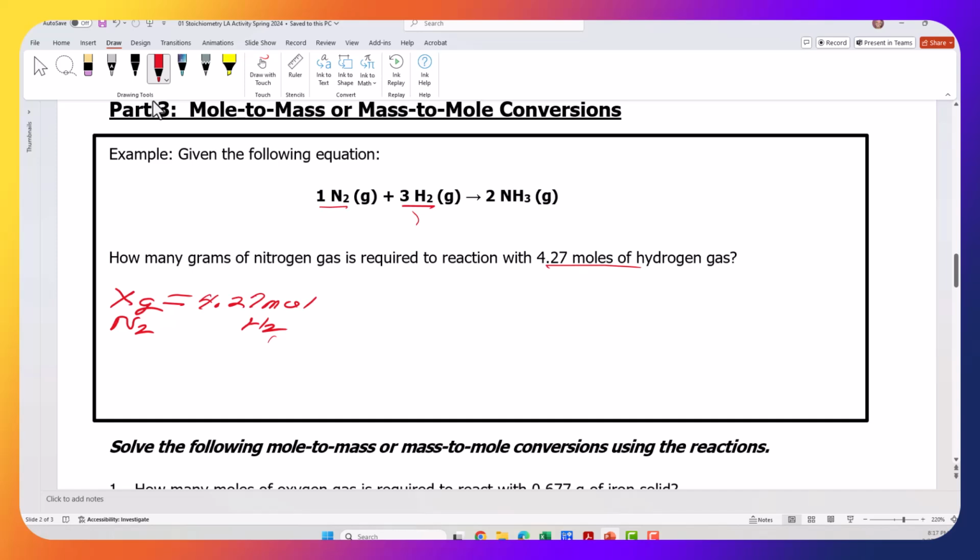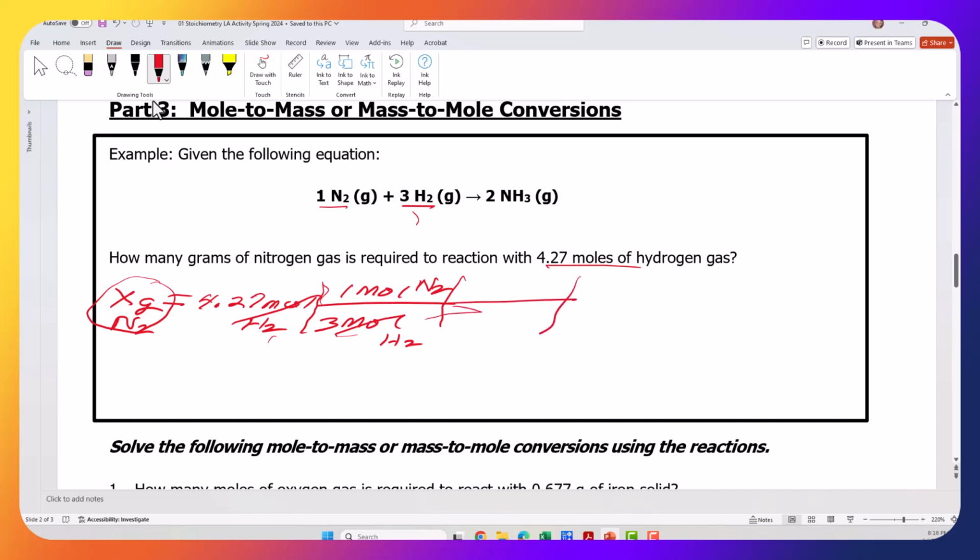I've got hydrogen gas. I'm going to want it to go away. So in my conversion factor, or my mole to mole ratio, this is going to be 3 moles of H2 in the denominator and 1 mole of N2 in the numerator. Now that takes me from moles of H2 to moles of N2. But keep in mind, I'm not looking for moles of N2, I'm looking for grams of N2.